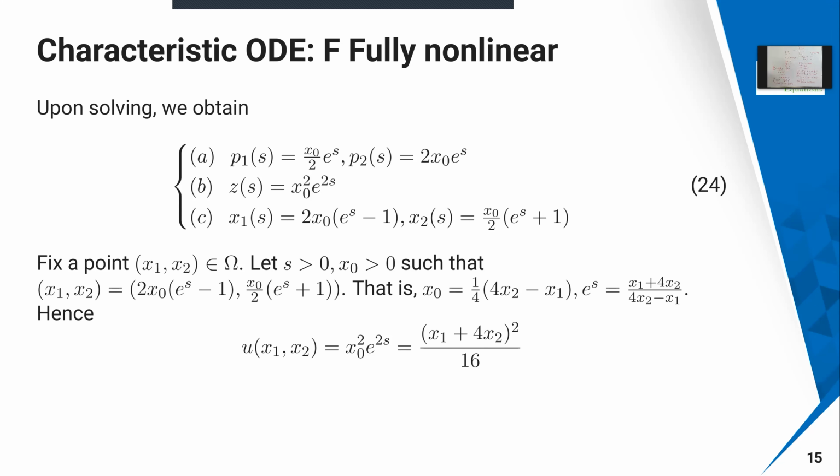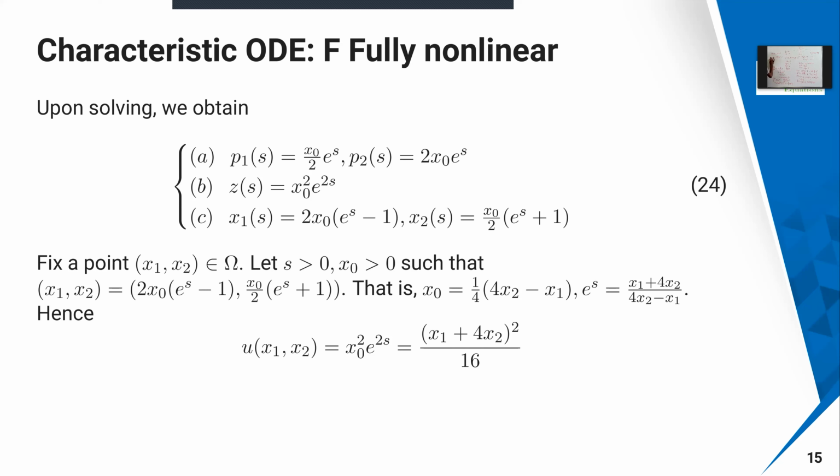So now the question is how to get that. For given x comma y, what is my x naught, what is my s? That I have to choose. So for given x comma y belonging to omega, I have to choose x naught comma s such that it satisfies x equal to 2 x naught into e power s minus 1.